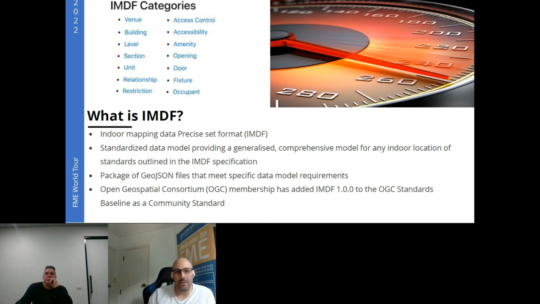Then you've got amenities, doors, and a whole lot of other feature types, which all have relationships to the units, the levels, and the buildings, and they have topology. Hopefully, in summary, that makes a bit of sense. So really, a venue is described in IMDF as a standardized data model that provides a generalized and comprehensive model for any indoor location. And it adheres specifically to the standards outlined in the IMDF specification.